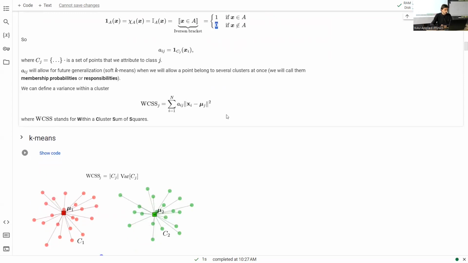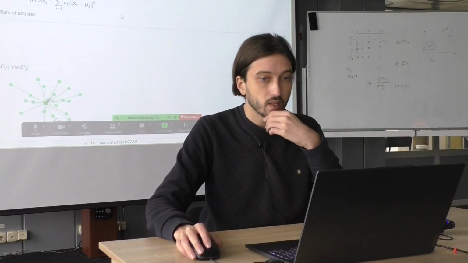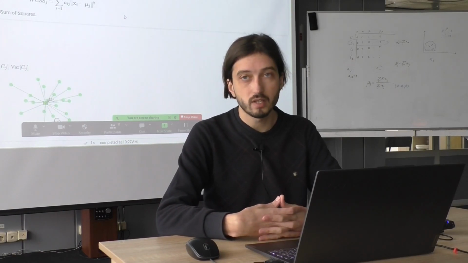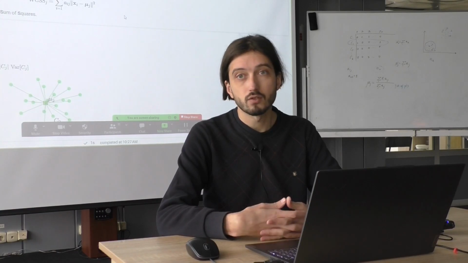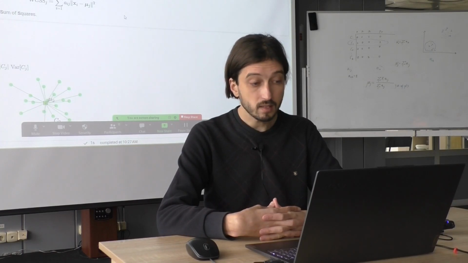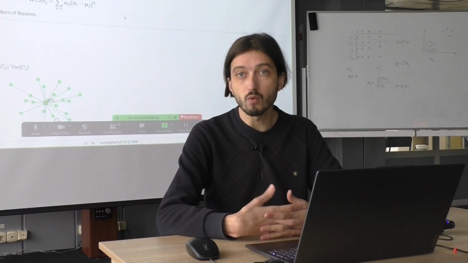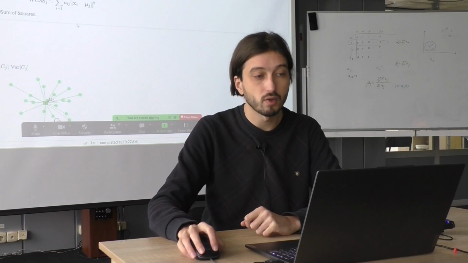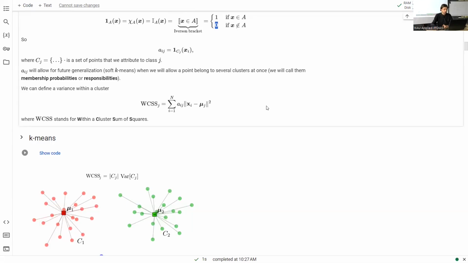Okay, now what do we have? As I told you in previous lectures, all our methods of machine learning boil down to some sort of minimization or maximization of something. In this case, we might ask ourselves, what are we minimizing, or what are we maximizing? What do we want to have at the end of the day? And here it is: the within-cluster sum of squares. This is our loss function that we will want to minimize.